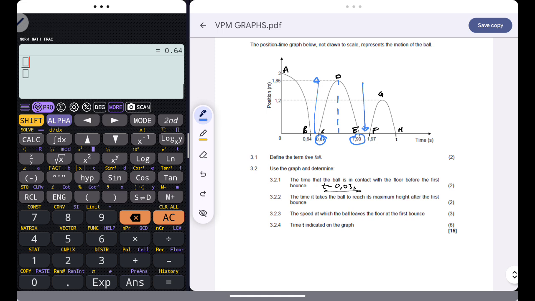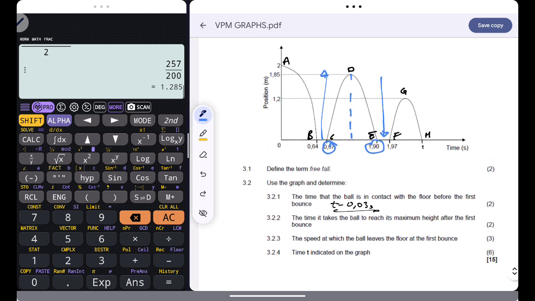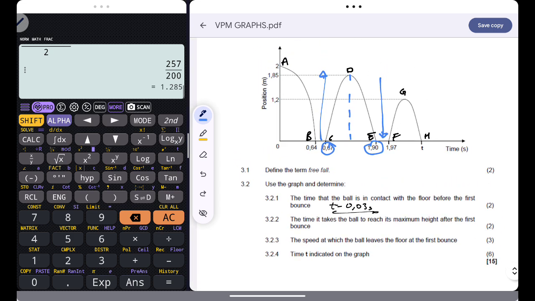I'll simply say 0.67 plus 1.90 all over 2. So the time at position D, let me round off to 2 decimal places, né? Now, the time at position D is equal to 1.285 seconds altogether. But I was not asked to find the time at position D.